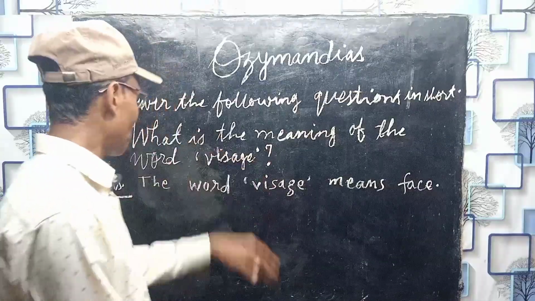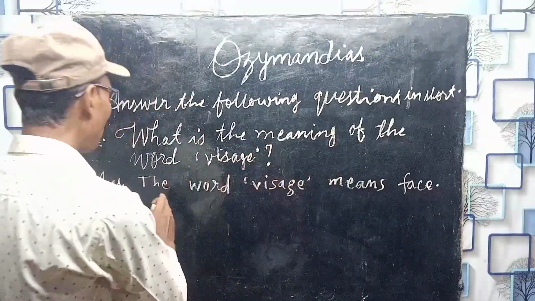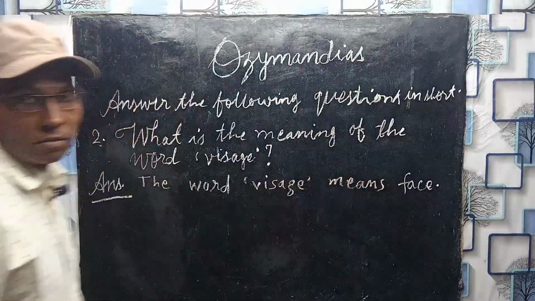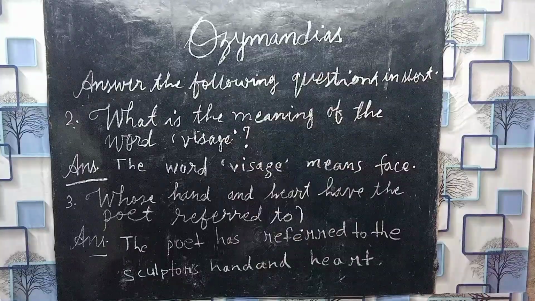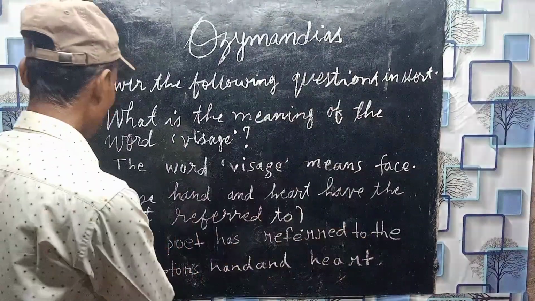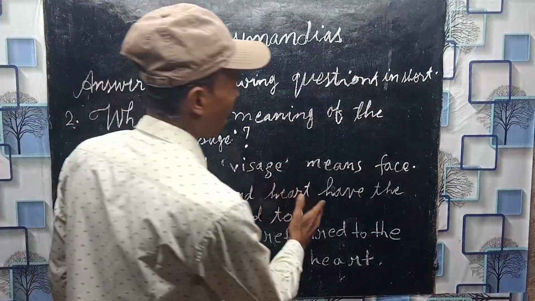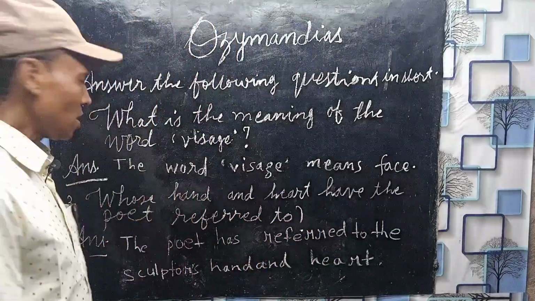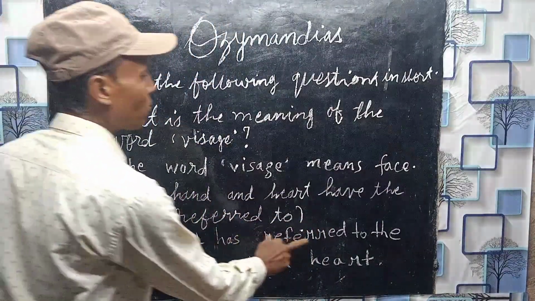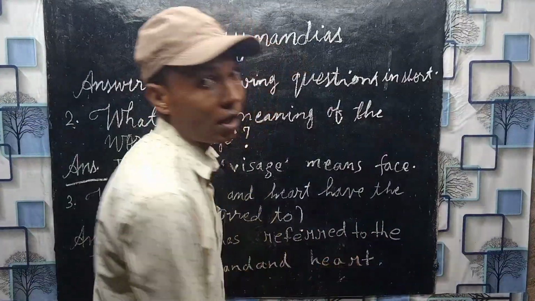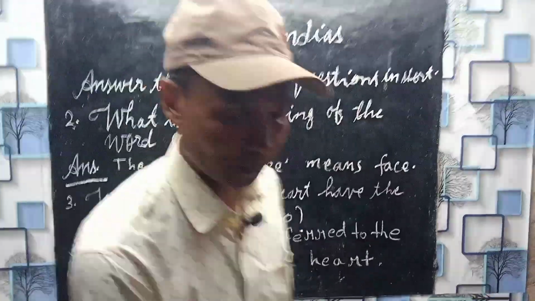Well, the next question is, what is the meaning of the word visage? Yes, the word visage means face. The next question is, whose hand and heart has the poet referred to? Its answer is, the poet has referred to the sculptor's hand and heart. Let's go to the next question.